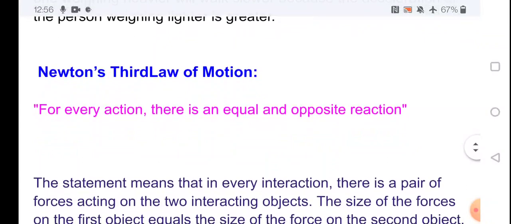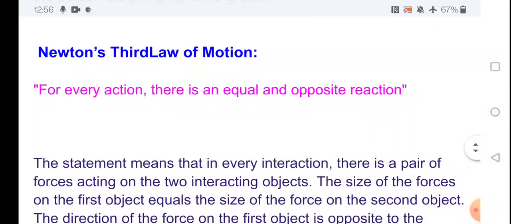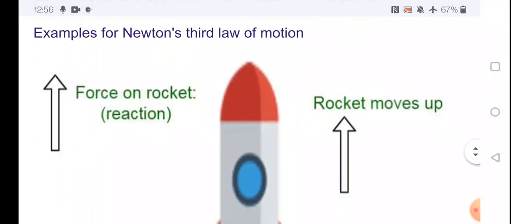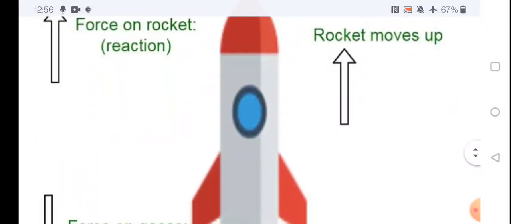Next, Newton's third law of motion. Newton's third law of motion states that for every action there is an equal and opposite reaction. See the picture. This is an example for Newton's third law of motion.